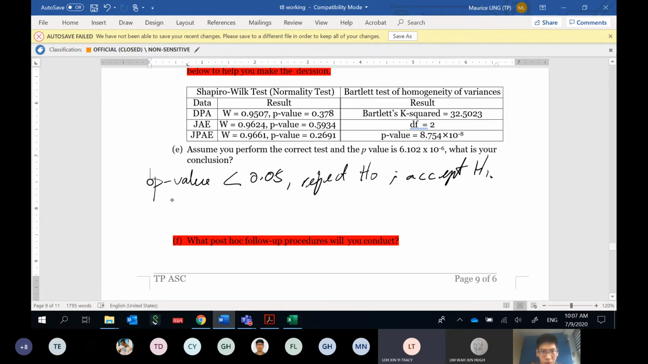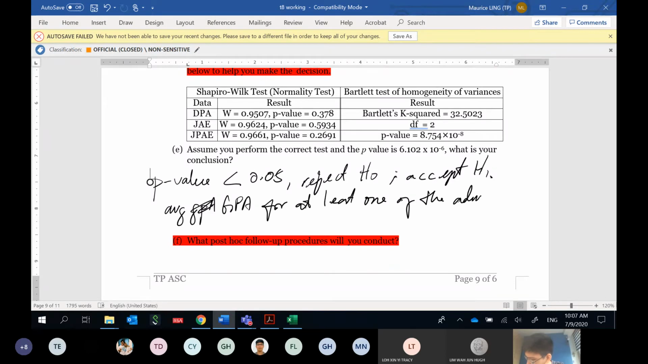Yes, so the average GPA for at least one of the admission categories is different. Yep, all right.